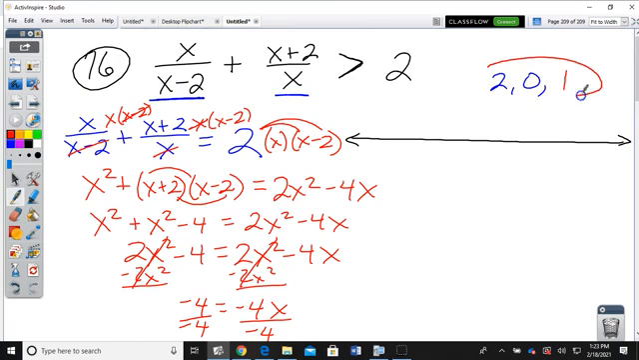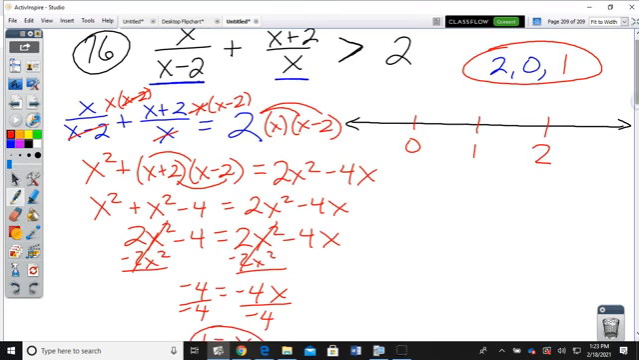So here are my numbers that I'm going to put on my number line. We got 0, 1, 2. You put them in number order.